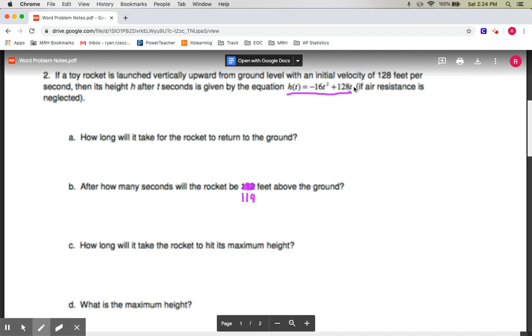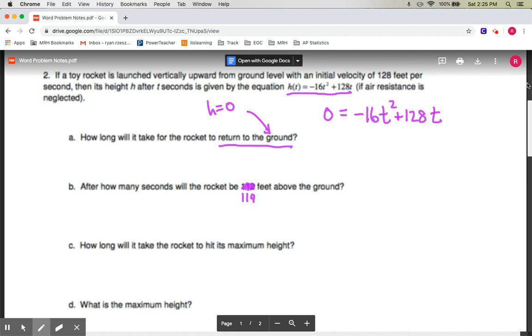You just plug a 2 in right here, and you can get your answer. But this one is asking us for the rocket to return to the ground. Think about what you know about the rocket when it's on the ground. You actually know the height, and the height is going to be a 0. So that is something that's really important to remember. When something is on the ground, its height is 0. So I would plug in a 0 for the height on this equation, and I'm going to have this setup.